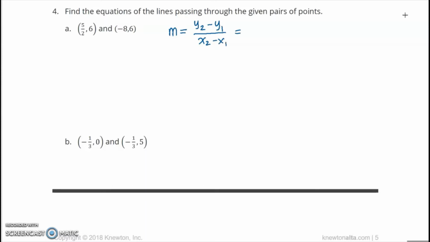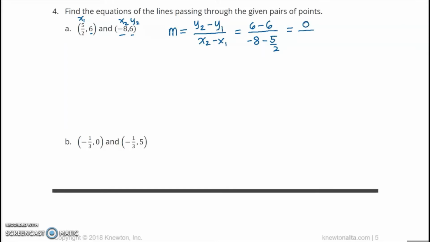For your y sub 2, you could pick any of the points here. So in this case, I could just have 6 minus 6, and you could assign your y sub 2 to any of those points. And also look at the x coordinates. Since I already assigned this to be my y sub 2, then this should be my x sub 2. So my x sub 2 will be negative 8 minus, this would be my x sub 1, 5 over 2. In this case here, the slope is equal to 0.